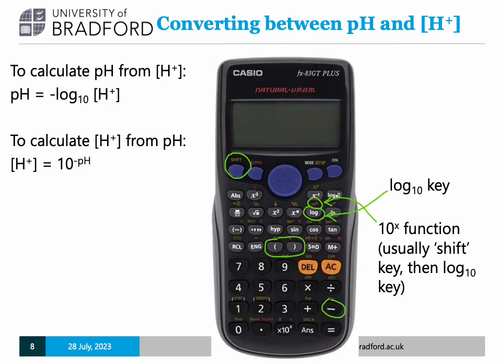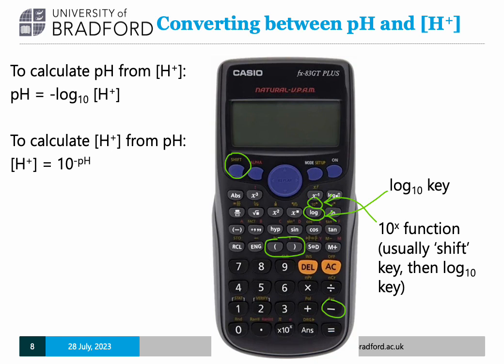Now, if you want to answer exam assessment questions about pHs and proton concentrations, the absolute basic skill that you need is to be able to at least convert between them. So in all of the following, note that the square brackets refer to concentration, in this case the proton concentration.